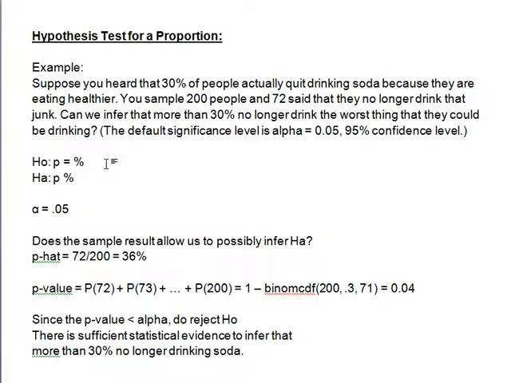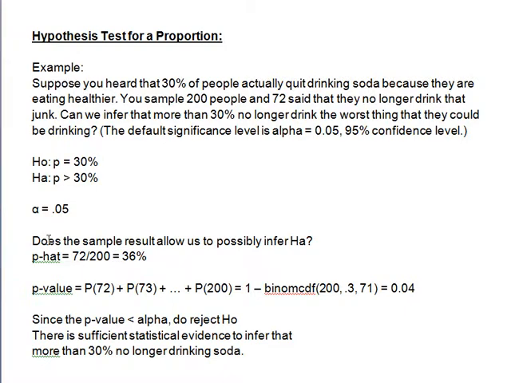So what are we trying to infer? Can we infer that more than 30%? So p would be greater than 30%. And the null hypothesis is the opposite of that, so less than or equal to 30%. But I want to emphasize that you can just say equal, and the key thing is the equal, because we're going to use the equal sign to set our assumption, so that we can calculate a p-value.